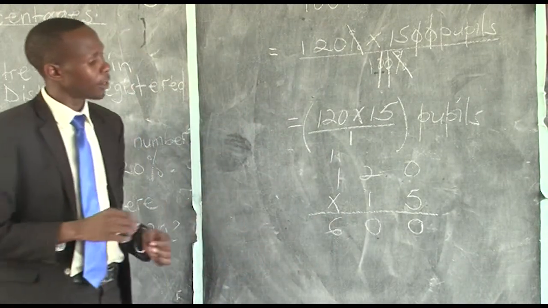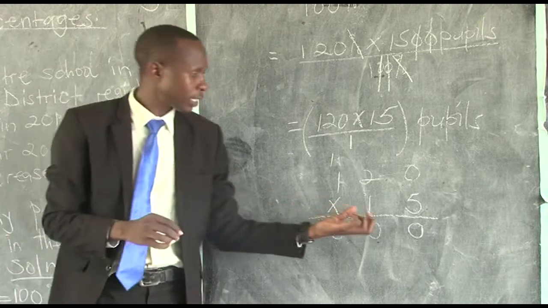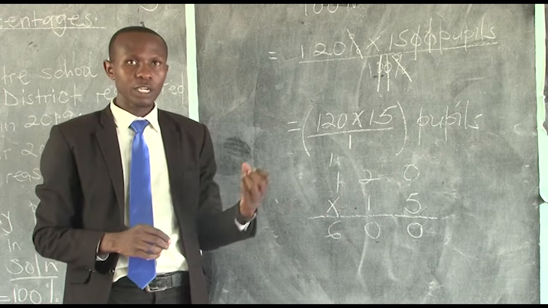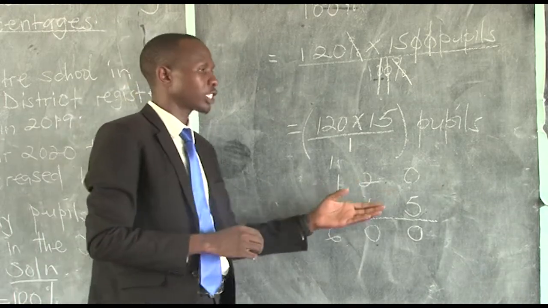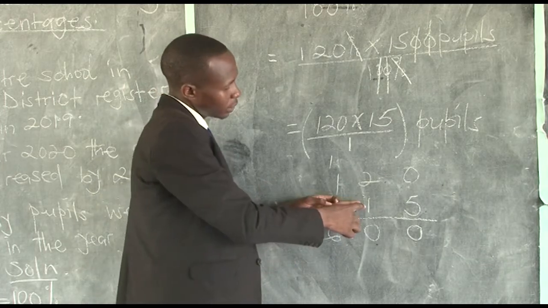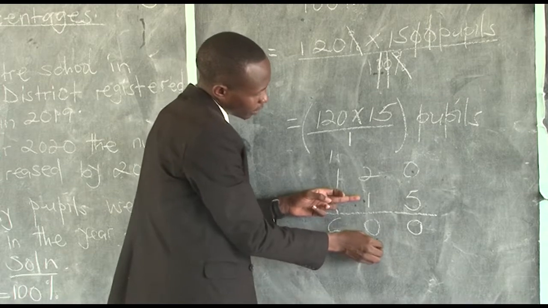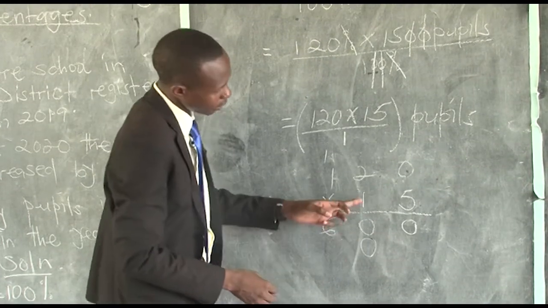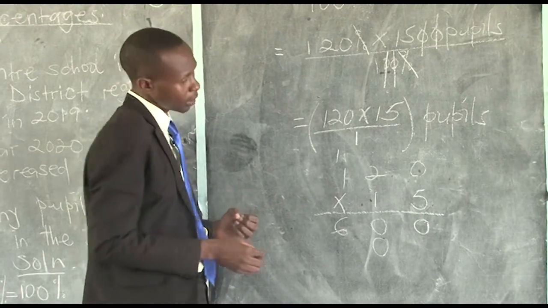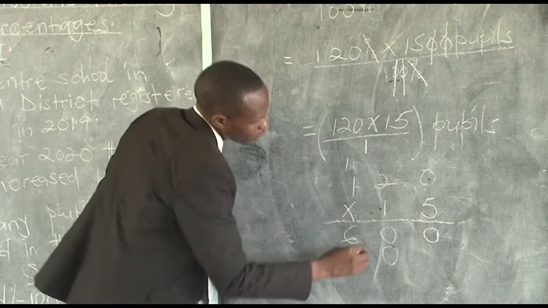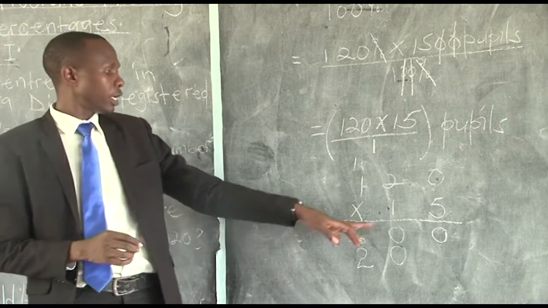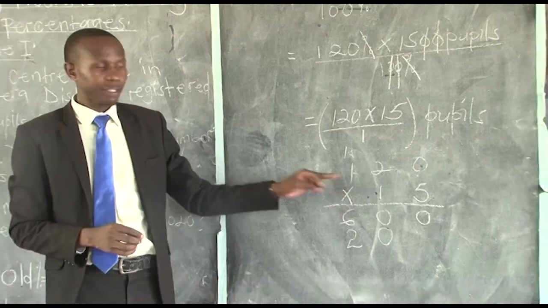Write my 6 there. Then from there, I will not stop there, I will continue to the next number, which is under the place value of tens. If it is under the place value of tens, it means the first digit to be multiplied should be written under tens. So I will say 1 times 0, it will give us 0. I will write it under this one because it lies under the place value of tens. Then I will say 1 times 2, it will give us 2. Then 1 times 1 to give us 1.